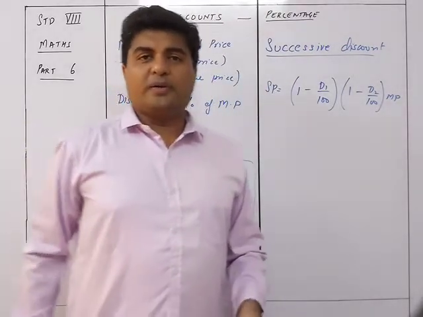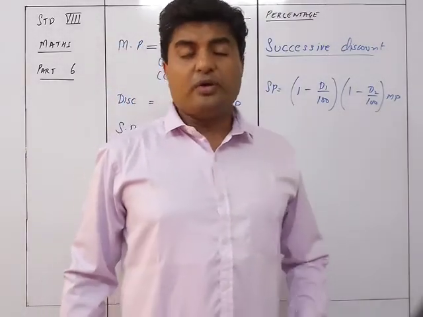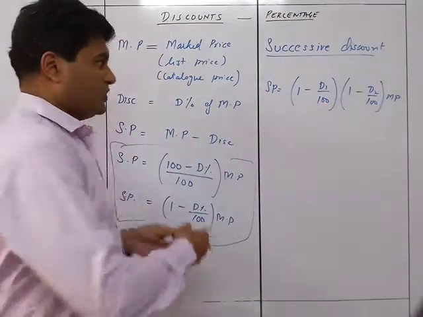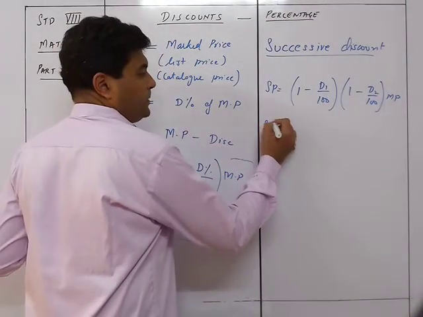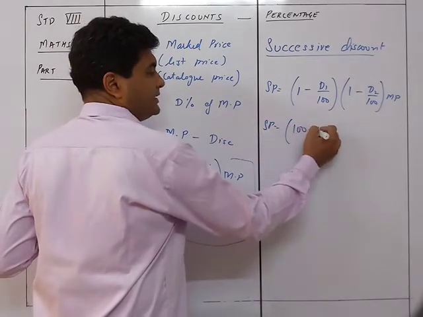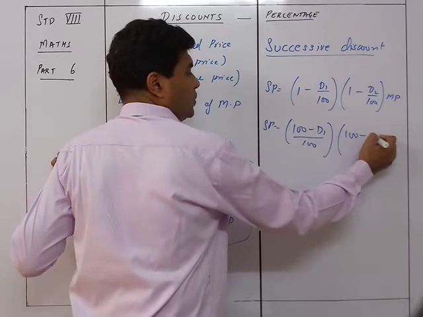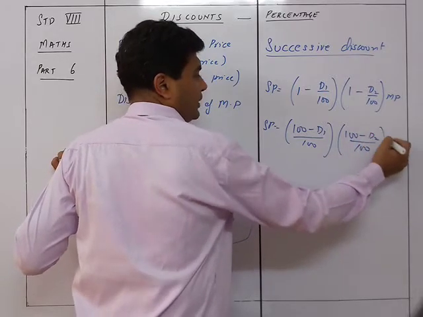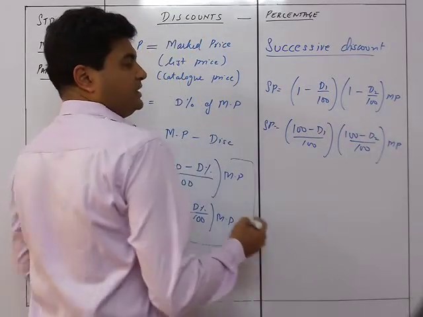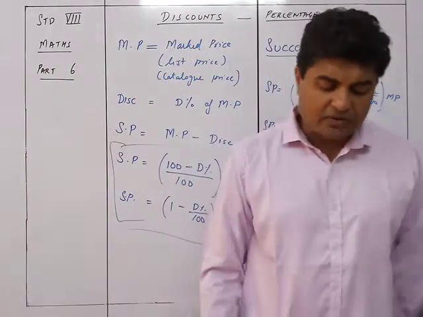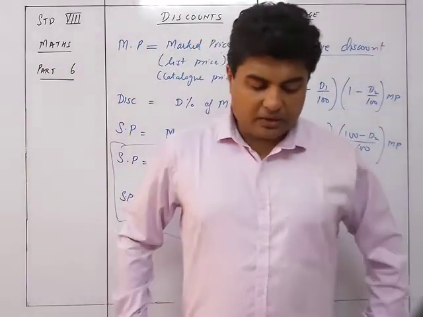So one will be 30% and further 5% more discount. So ऐसा करके हो सकता है. So that will be D. Or we can also write it this same way as SP is equal to (100 minus D1 upon 100), (100 minus D2 upon 100) and so on into MP. So that is the formula for successive discount. So successive discount is going to be in this particular manner.